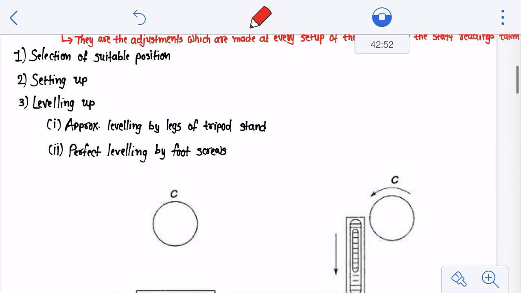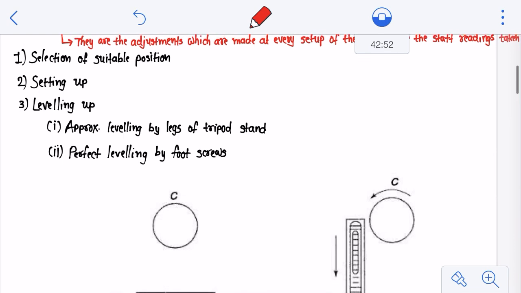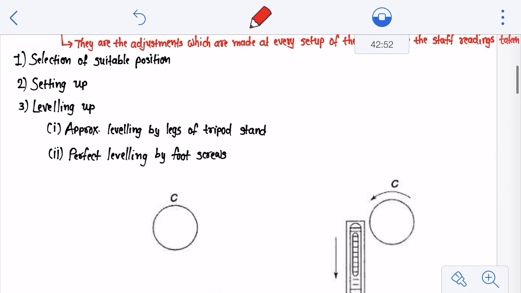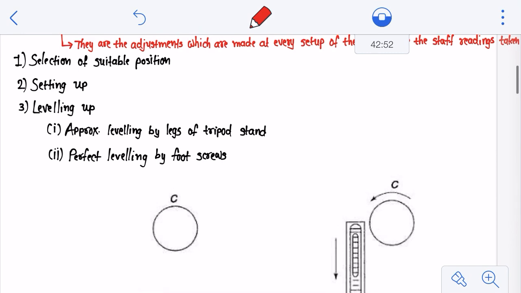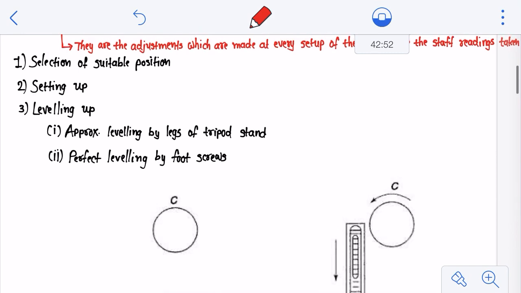So what do you mean by selection of suitable position? Look, you have to select the position of the level in such a way that the maximum number of readings can be taken without any difficulty, so that it's not necessary to change the position of the level again and again. And the ground should be fairly level and firm where you are going to place your instrument.